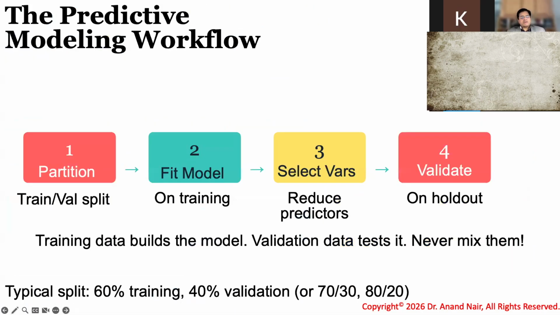So that's sort of our overall predictive modeling workflow that we will follow. We split the data, like we talked about, training set and validation set. We fit the model on the training set. Then we select the variables appropriately. So we could use all these different approaches to reduce the predictors. And then we validate the model on the holdout, the test data. There are different ways in which you can split the data, but typically 60%, 40%, that's what we're using in our reading also, and all the Python programs, but we could also use 70, 30, 80, 20. There are different approaches for this.